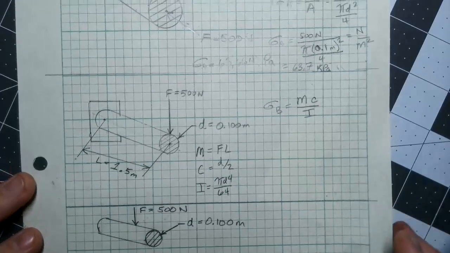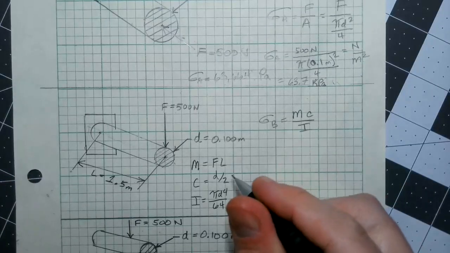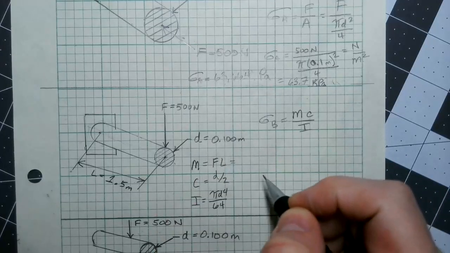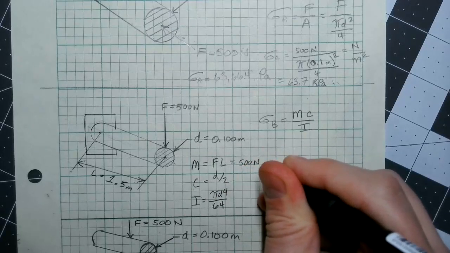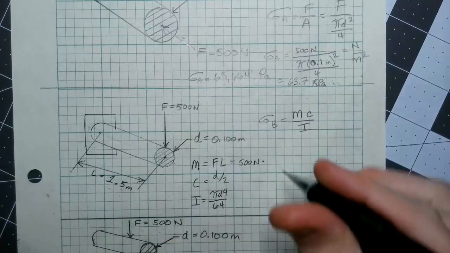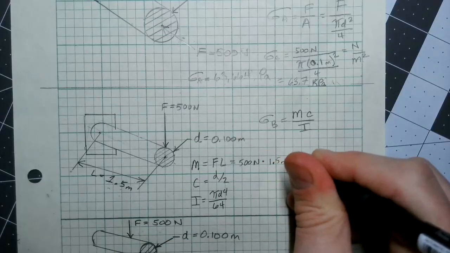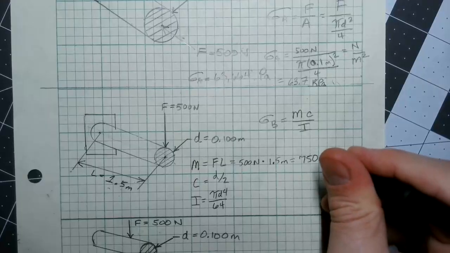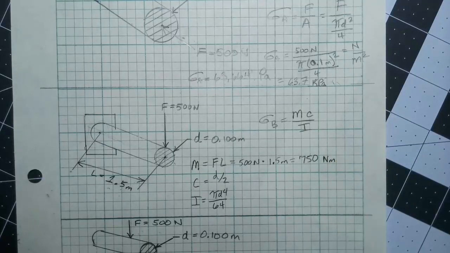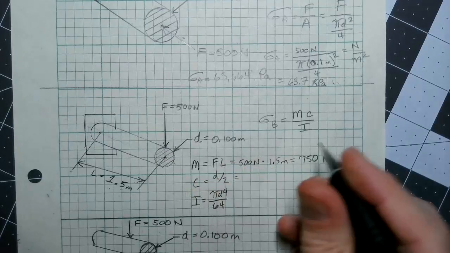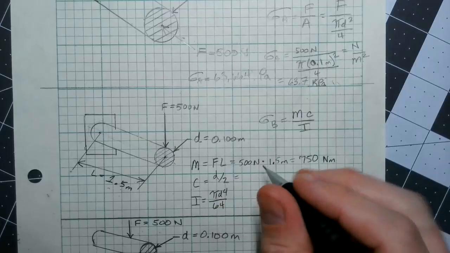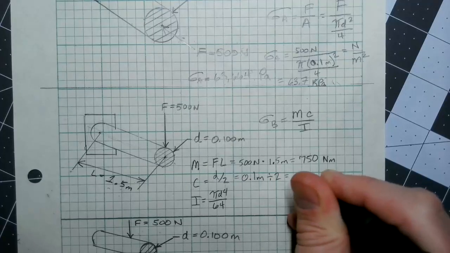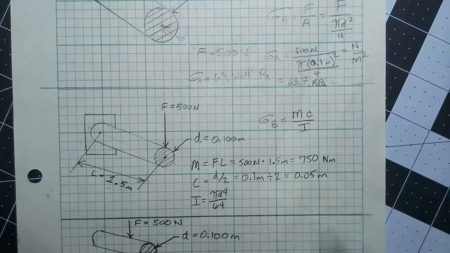Okay, hopefully you've come up with an answer for this one. So let's take a look at what we need to know here. So F times L will give us the maximum moment. We have 500 newtons times, this is 1.5 meters long. So that is 750, right? 1.5 times 500. And our units are Newton meters, which are the correct units for a bending moment. Our C value is D over 2, so that's 0.1 meters divided by 2, which is equal to 0.05 meters.